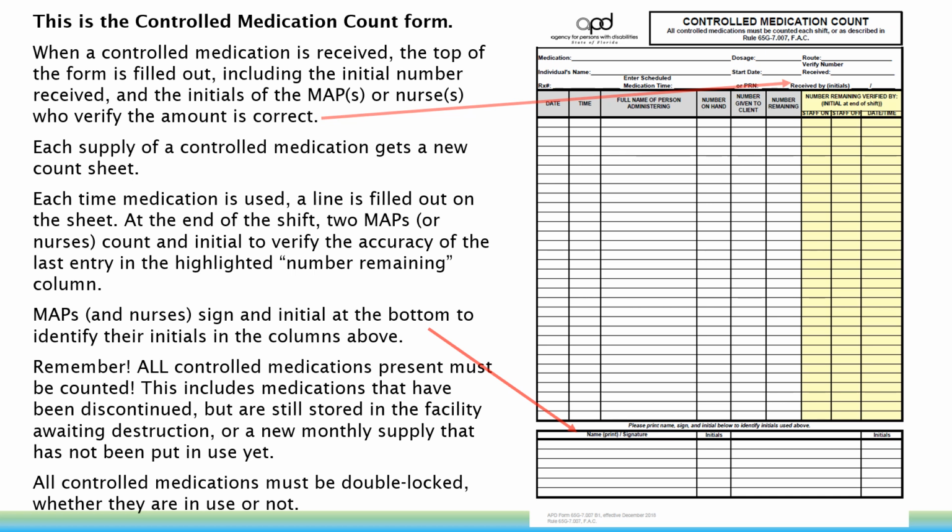This includes medicines that have been discontinued, but is still stored at the facility or waiting for the destruction, or new monthly supply that has not been put into use. All controlled medicines must be double locked, whether they are in use or not. A new count sheet is used for each new supply and package of controlled medicine. If a client is delivered a medicine that is supplied in 2 bingo cards, one for AM and one for PM, then each bingo card would get its own count sheet.